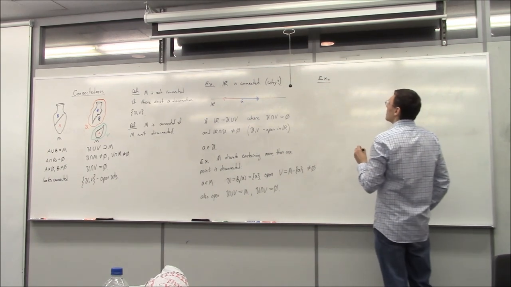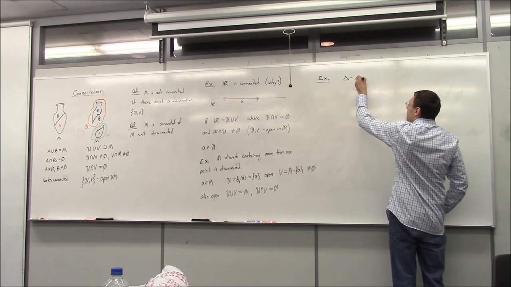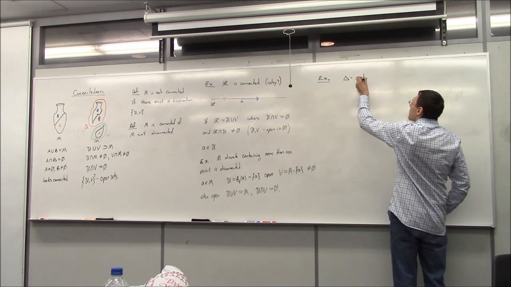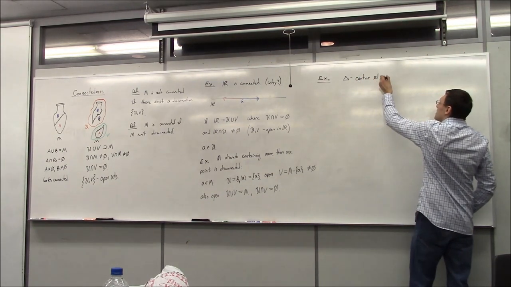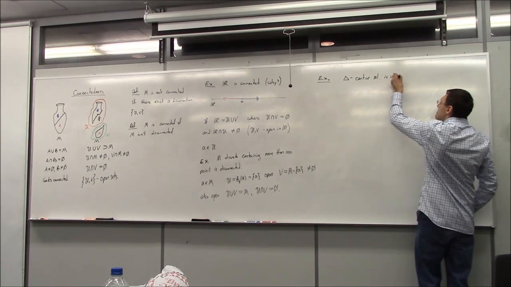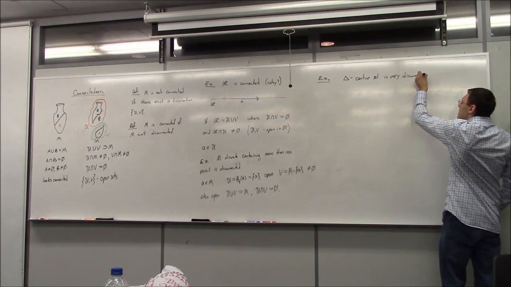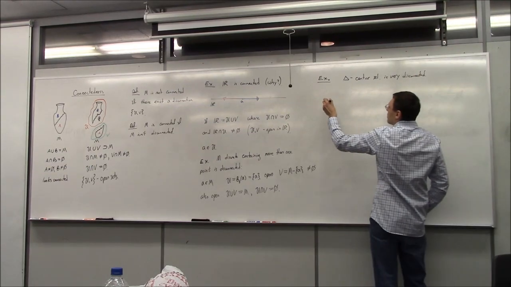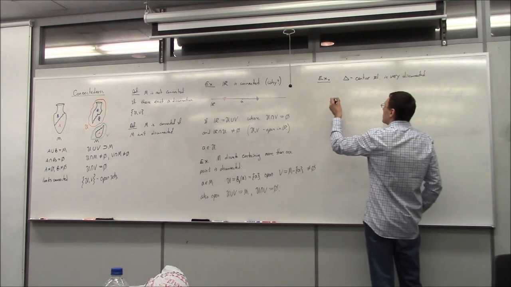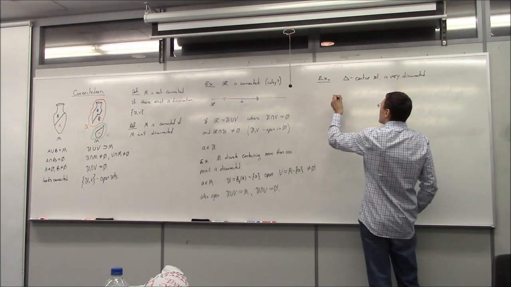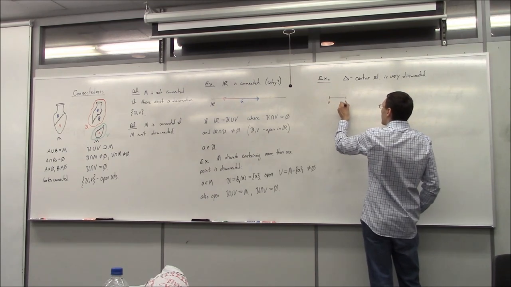Example. So, let's take the Cantor set. The Cantor set is very disconnected. And you understood what I mean by very. So how do I know? Well, let's just show that it's disconnected. How do we show that it's disconnected? Well, let's look at one segment of the Cantor set. So that's from 0 to 1 third.